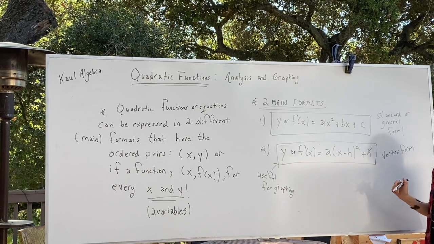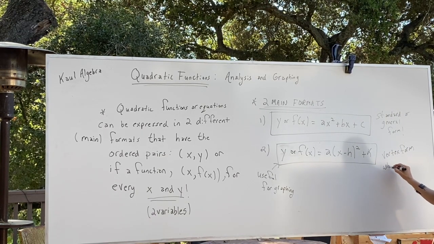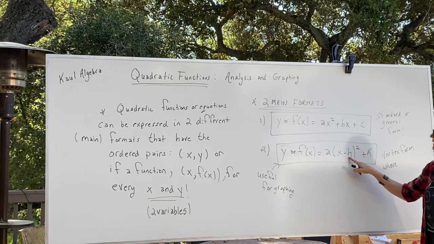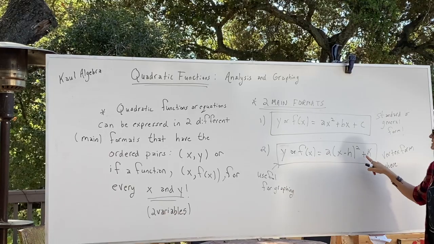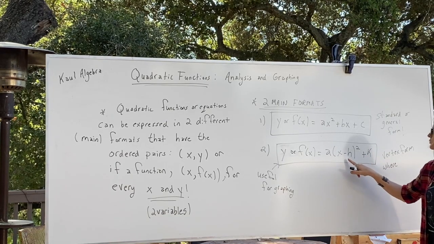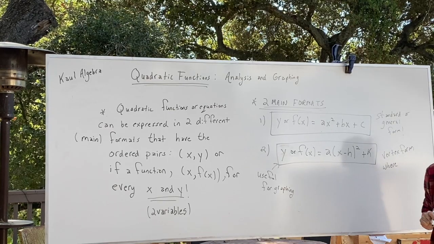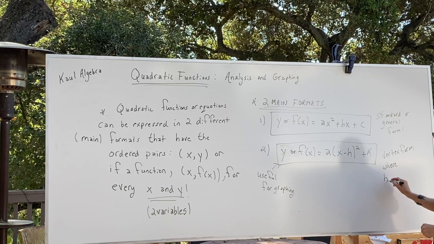So this is your vertex form, where what's visible here is this h and k value. This h and this k value correlate to an ordered pair that is the vertex, the opening of your quadratic function, which is a graph of a parabola. So the opening of the parabola, where (h, k) is your vertex.